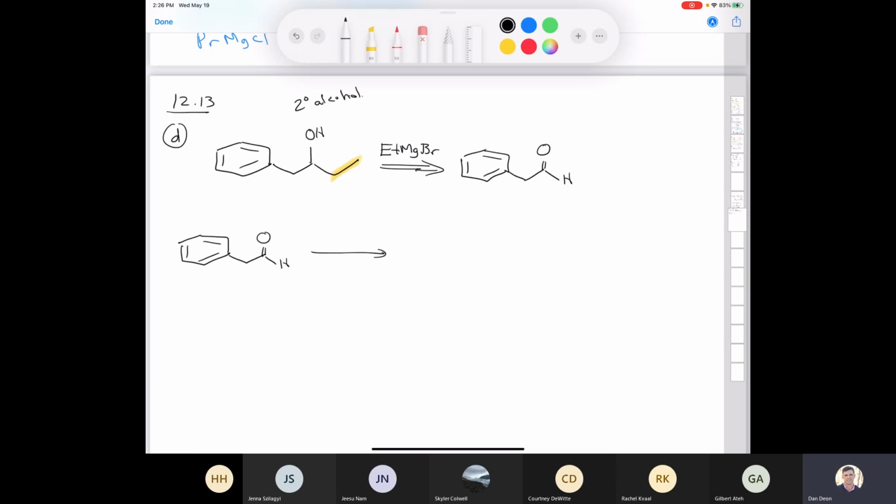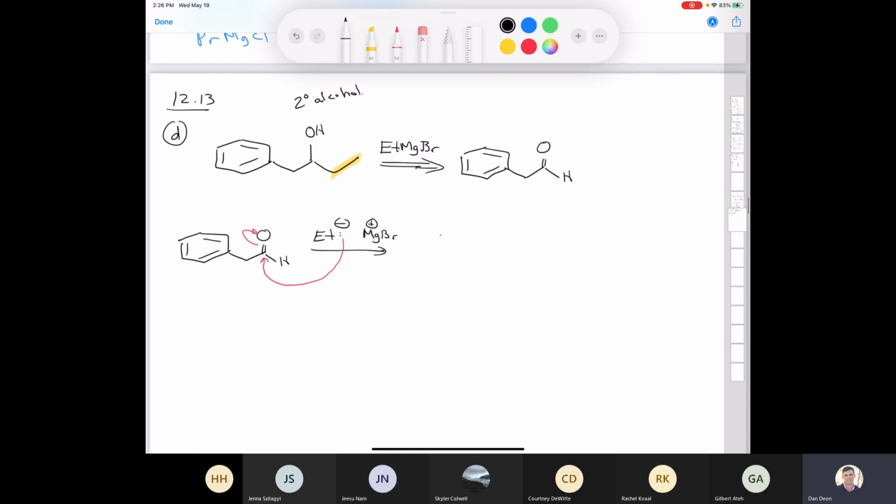I treat it in step 1 with ethyl magnesium bromide, and then in the second step, I'll treat it with water. You could even practice the mechanism if you want, just for fun. We could say, okay, we have ethyl magnesium bromide, like that. My carbanion is going to come in here.